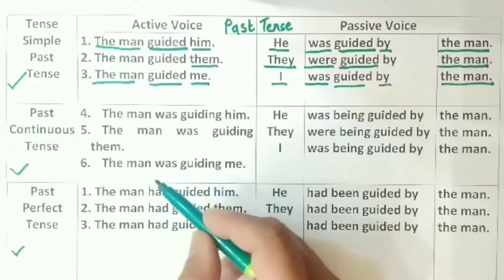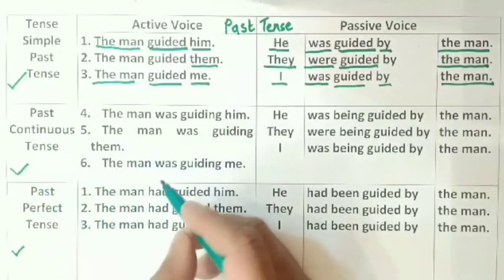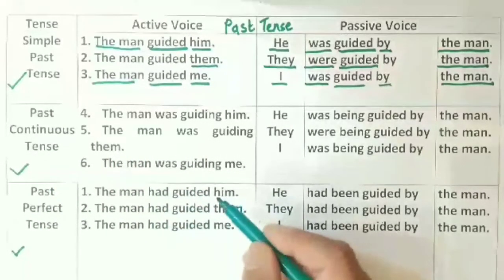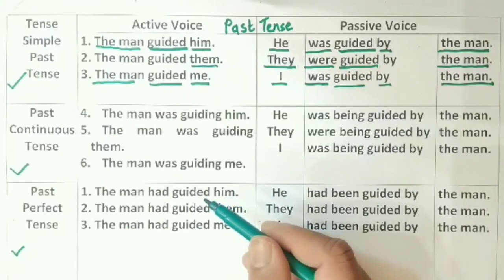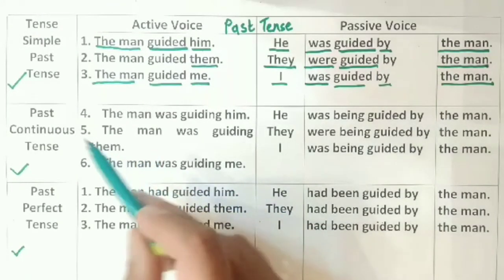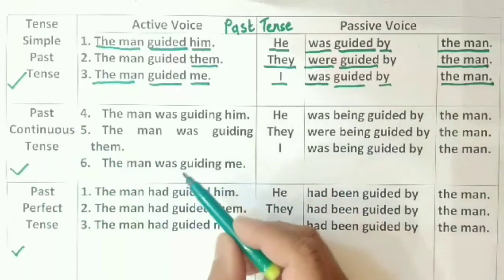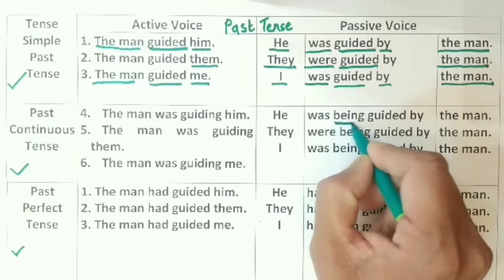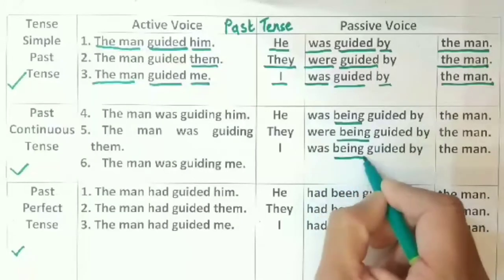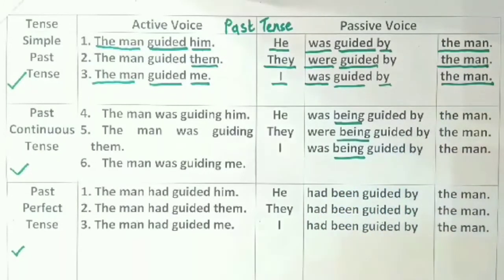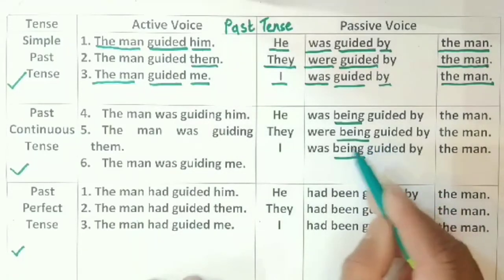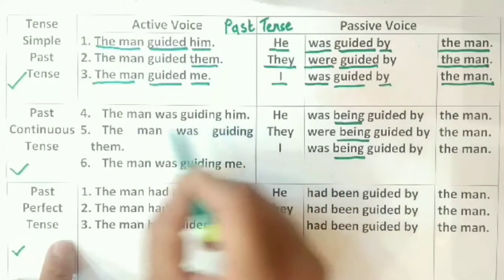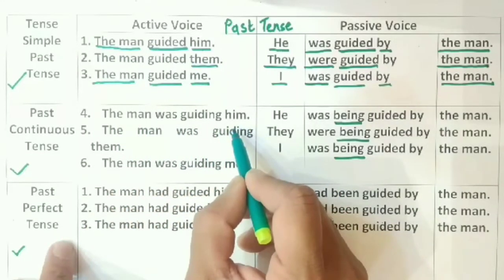Now let us come to the second subtype of the past tense, past continuous tense. In the previous session, when we studied present continuous tense, I told you that when we convert a sentence in continuous tense, we have to use the word being in between the helping verb and the past participle form of the verb. So let us look at the first sentence: the man was guiding him. The sentence is from past continuous tense.